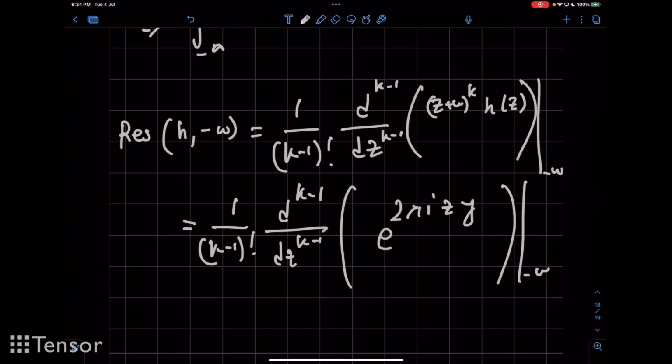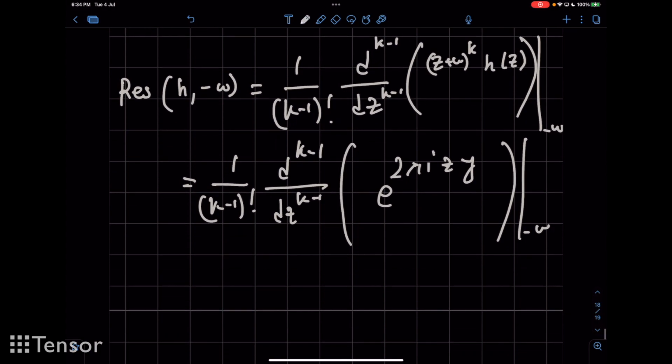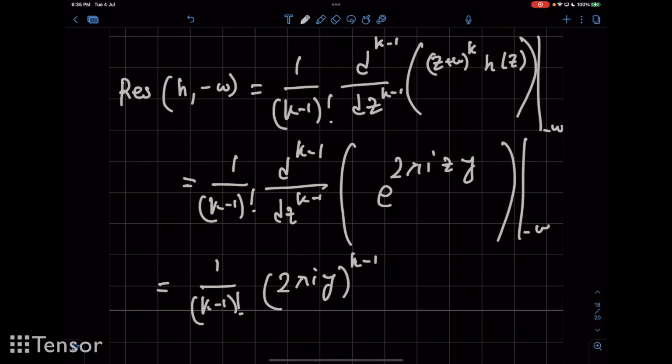Now we need to just take this derivative k minus 1 times. So let's take this factor right here. If we take the derivative k minus 1 times, we have a factor of 2 pi i y, k minus 1 times. Is that right? And then we have e to the 2 pi i z y. But we are evaluating it at negative w, so that's why this z will be replaced by negative w. Okay, so this is the residue.